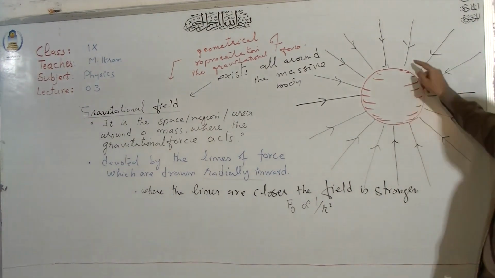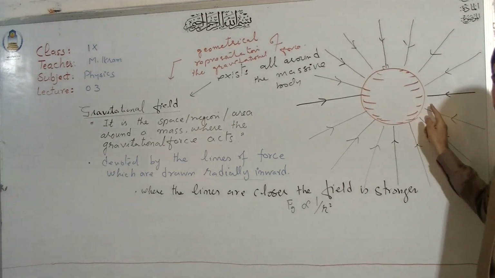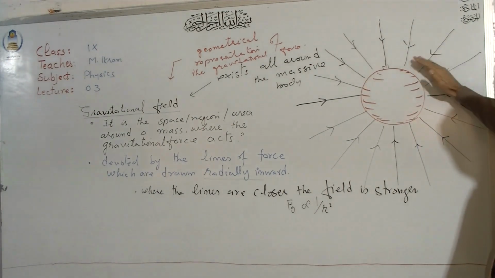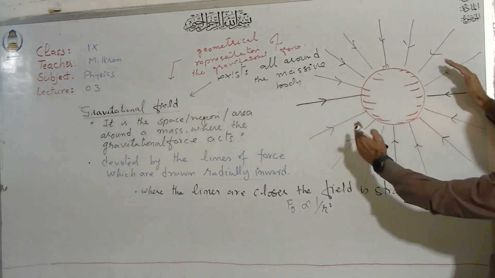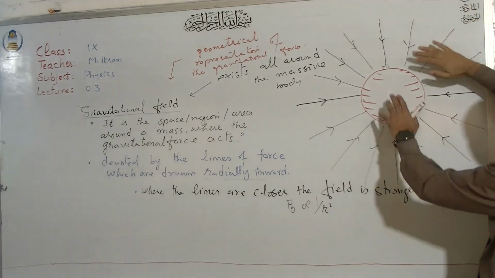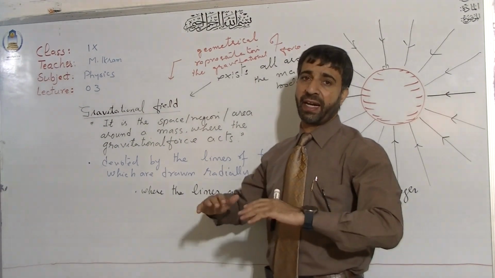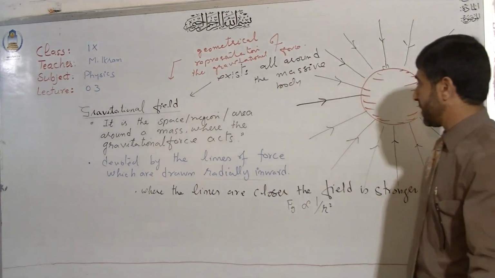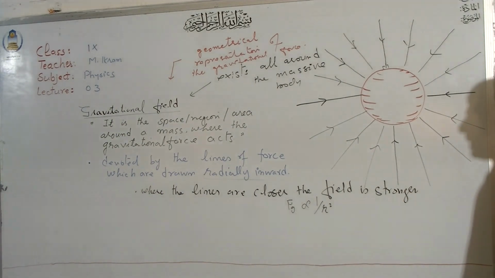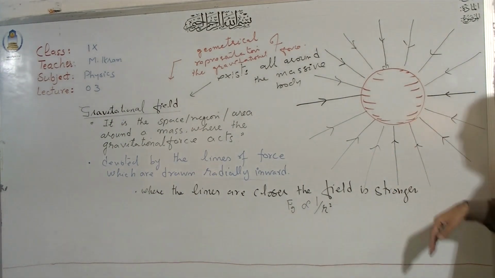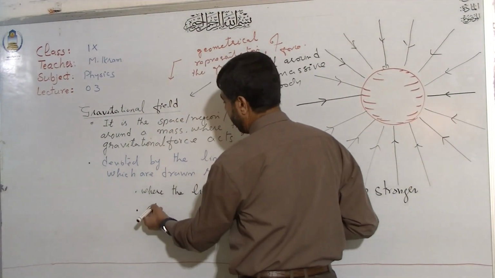So you see that the closer you are to the massive object, the more will be the gravitational pull on you, right? And this is why the closer you are to the body, the closer together the lines are, and the more you are away from the body, the more the lines are spread apart, and the field becomes weaker and weaker. So this is another important point about the gravitational field lines. This gravitational field is usually a force field.